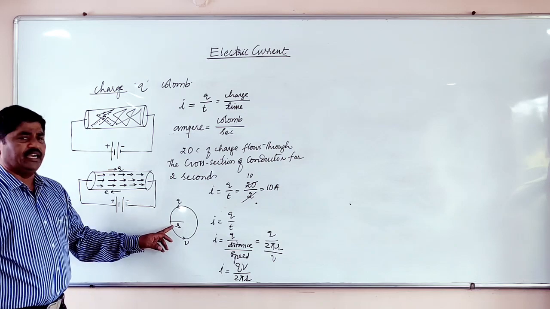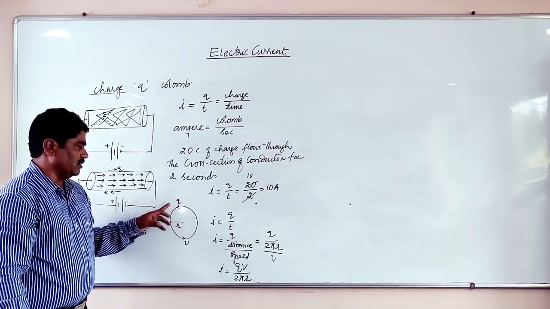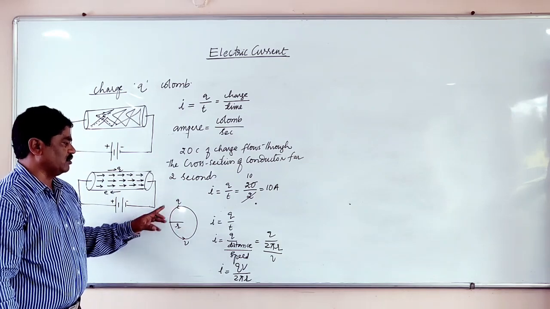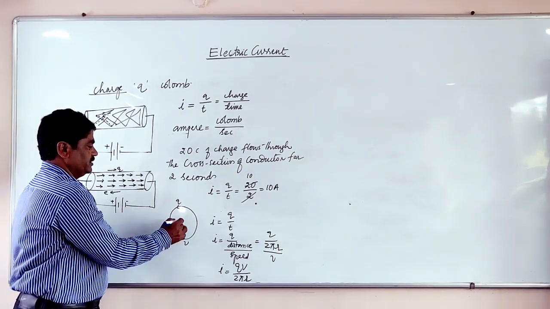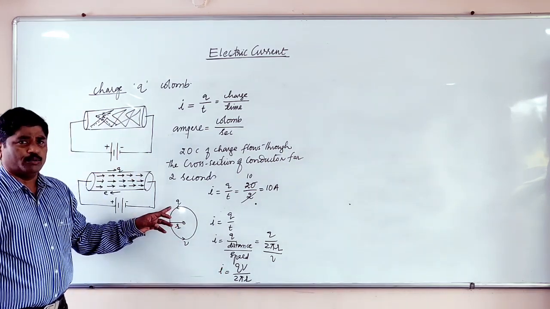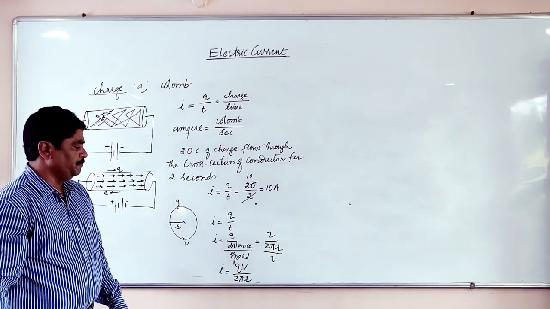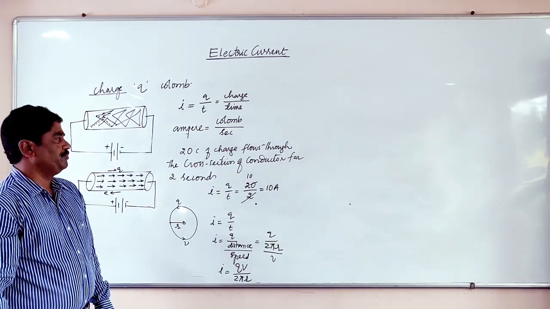Therefore I = Qv/2πr. Even by knowing the radius of the circular path in which that electron is revolving, you can find the electric current produced by that electron, which is I = Qv/2πr.